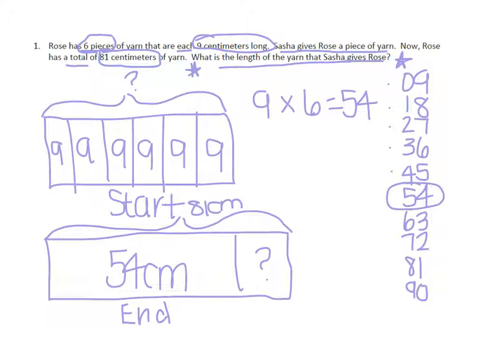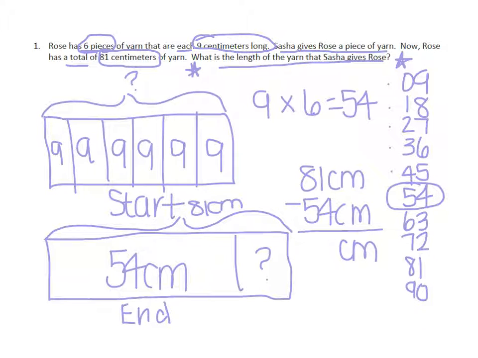So since Sasha gave her some, and now she has a total of 81 centimeters, what am I going to have to do with the numbers 81 and 54 to figure out how much Sasha gave her? I'm going to have to find the difference of those two numbers, so I'm going to have to subtract. Go ahead and subtract these numbers. Pause the video while you work and replay when you are ready. So I'm going to bring down my label so I don't forget it.